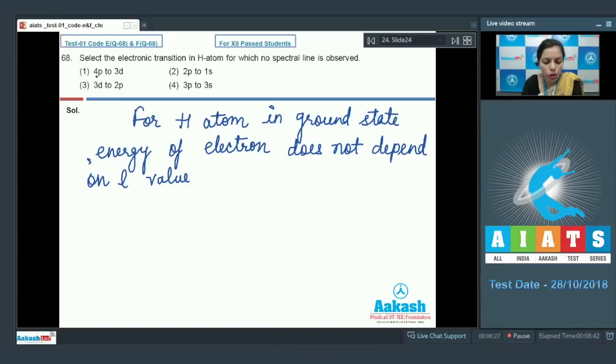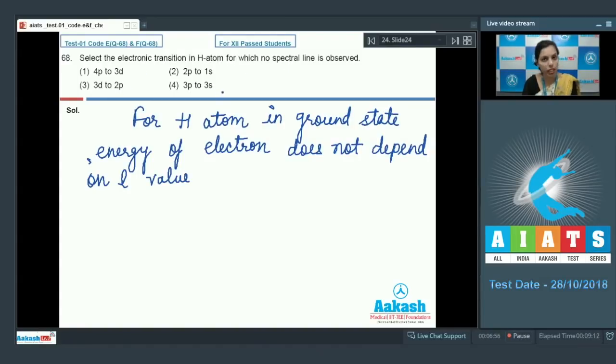What does it mean? It means if we check the first option, there's a transition from 4p to 3d. In this case, energy must be changed. And if energy is changed, definitely spectral lines would be observed. In the second case, electron is going from 2p to 1s. In that case, n value is changing, energy changes there, and that's why spectral lines would be observed. Then we have 3d to 2p. In this case, n value is also changing, and in that case, there must be the formation of spectral line.